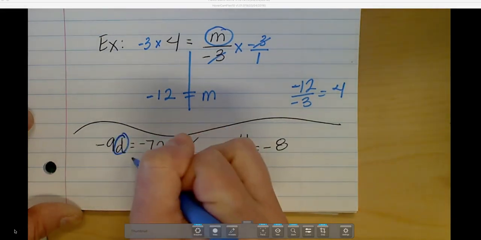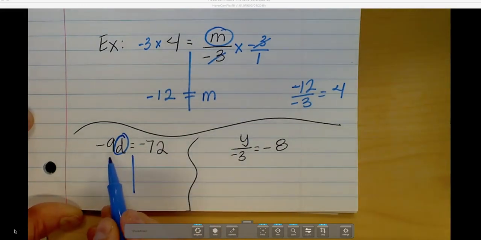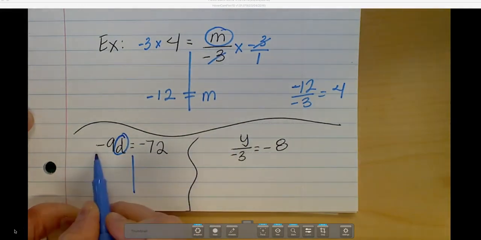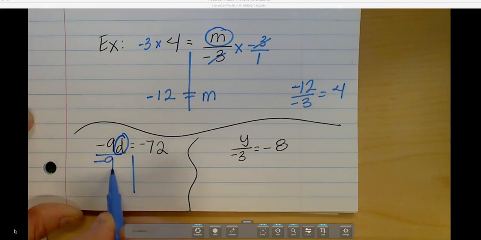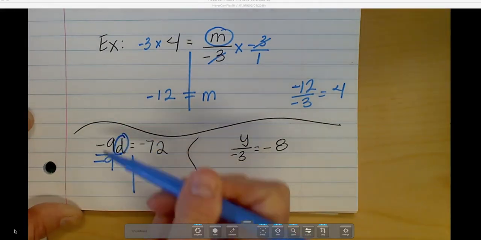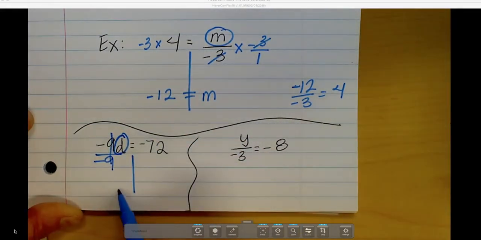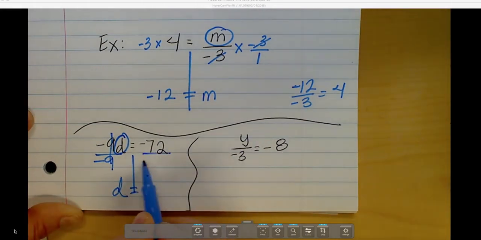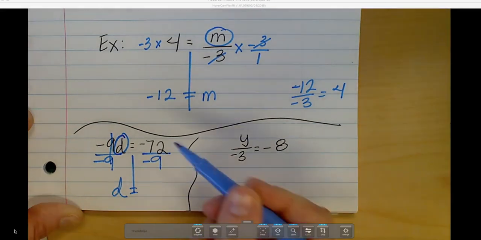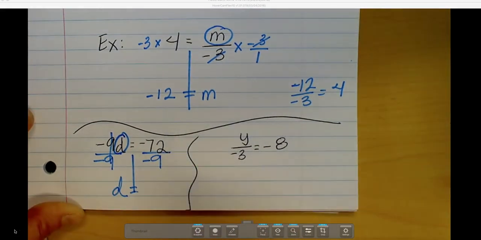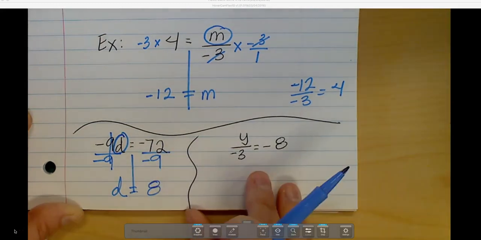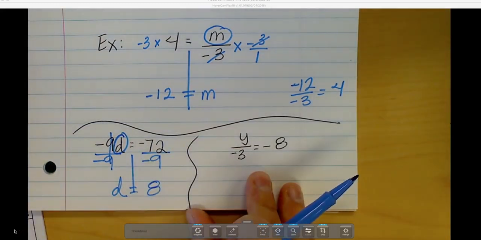When I circle my d, I know that to get rid of a times negative 9, I do the opposite, so I'm going to divide by negative 9, because negative 9 divided by negative 9 is 1, and I'm left with just d. If I divide by negative 9 on one side, I have to divide by negative 9 on the other. A negative 72 divided by a negative 9 is 8. Two negatives make a positive.